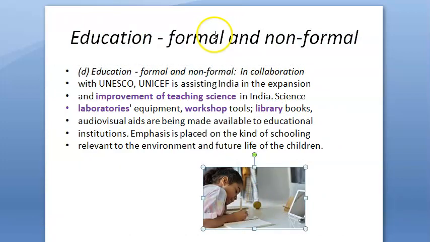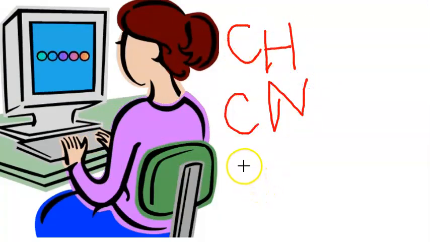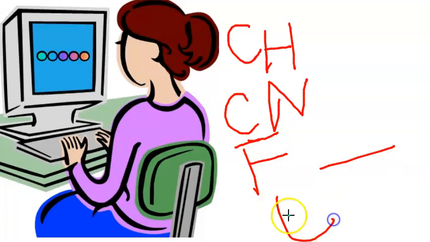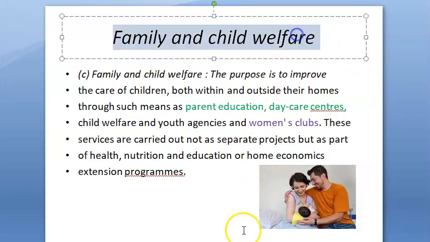So in education, what and all you should write, guys? Formal and informal. Pay attention, guys. We finished what and all. We finished child health. We finished child nutrition. Then we finished what? Family. Family and what welfare was it? We look at that. And now we have come to education, in which you have formal and informal, right? Non-formal, okay. Family and child welfare, it was child, remember the word child, okay.